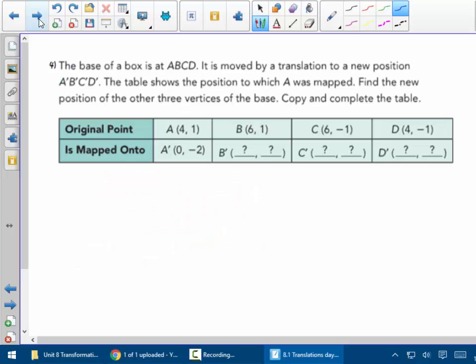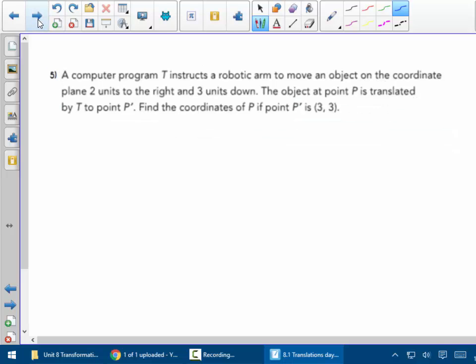Number 4. I think I'm going to leave number 4 for you to do, and we'll go over that one in class. I'm going to go on to number 5. So you can pause the video. You have to think a little bit here to come up with a rule and then apply it to the other points. You do number 4 on your own. We'll go over that one in class. Let's go to number 5.